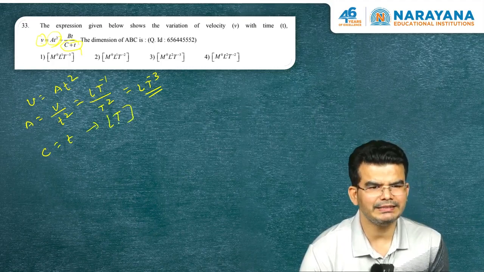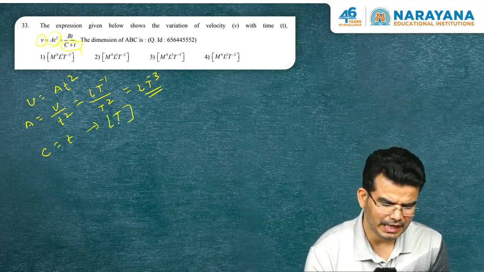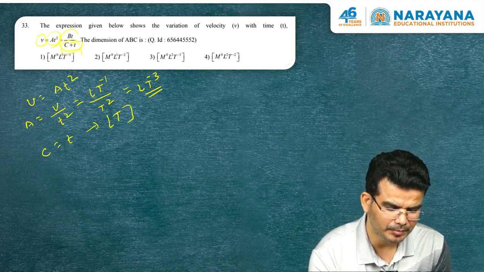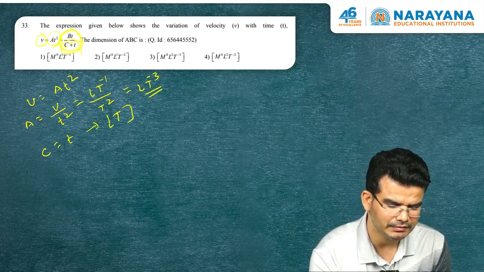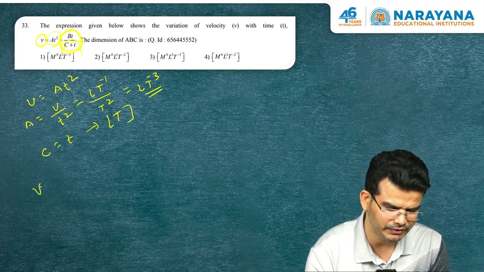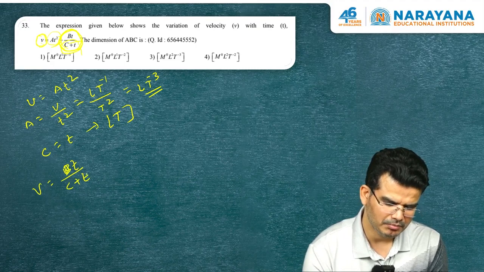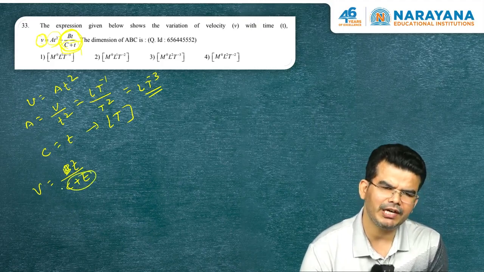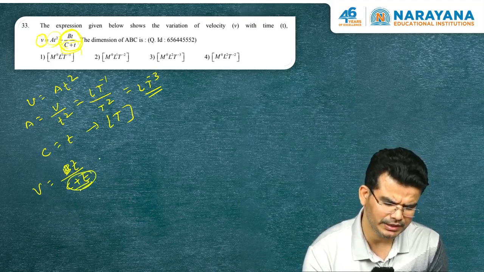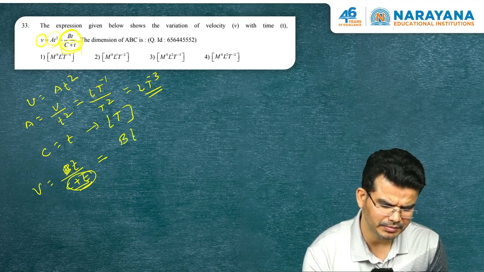Now, what can I say dimensionally? Dimensionally I will say that b t upon c plus t, this is also added and is equal to v. So dimensionally v is equal to b t upon c plus t, but c plus t is also dimensionally what? This is dimensionally T only. So I can say dimensionally this is b t upon T.